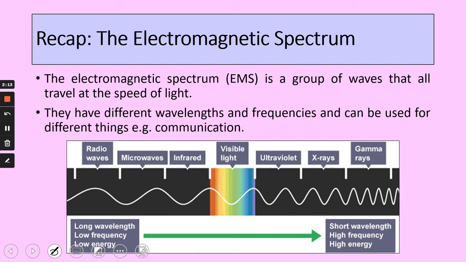So after radio waves, we have microwaves, followed by infrared, visible light, ultraviolet, X-rays, and gamma rays. Gamma rays have a very short wavelength, high frequencies, and high energies. You can see the change in wavelengths from the wave line. So at the beginning, radio waves, you can see the waves are a lot more spread out, showing a long wavelength. But towards gamma rays, they're a lot closer together, showing a short wavelength and high frequency.